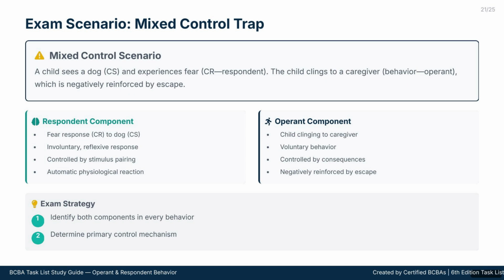This scenario includes both components. The fear response to the dog is respondent. Clinging to a caregiver is operant and negatively reinforced. The correct strategy is to identify both components, then determine which one the question is testing.